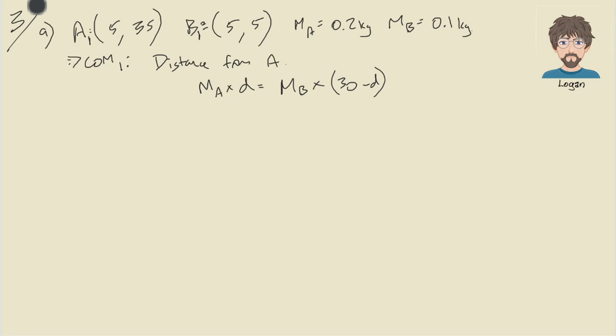What am I solving for? Of course, yep. So 0.2 times D equals 0.1 times 30 is 3 minus 0.1 times D, 0.3 D equals 3, D equals 1. I don't think that's right. What have I done wrong?